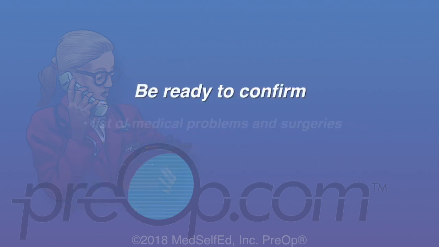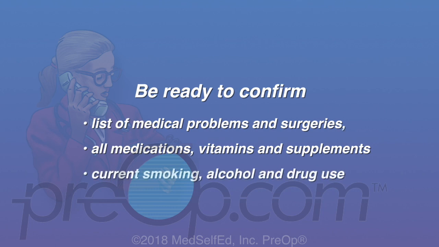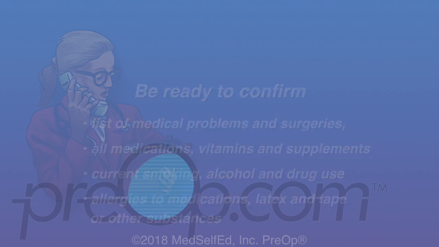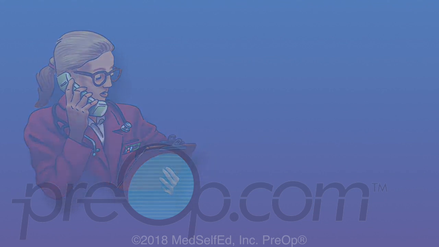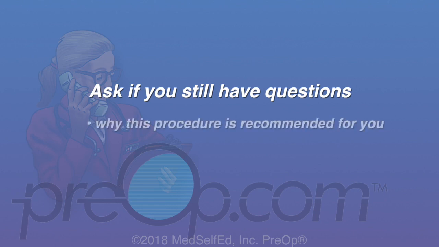You should be ready to verify or confirm your list of medical problems and surgeries, all of your medications, including vitamins and supplements, your current smoking, alcohol, and drug use, and all allergies, especially to medications, latex, and tape. All surgical procedures and anesthesia have a small but possible risk of serious injury, even some problems very rarely leading to death. It is your job to speak up and ask your doctor if you still have questions about why this procedure is being recommended for you, the risks, and alternatives.